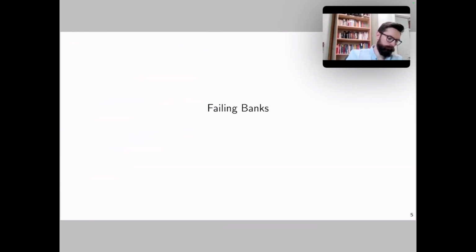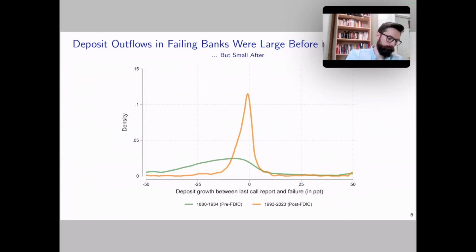So let me briefly tell you a few things about failing banks. What I'm plotting here is the deposit growth of a failing bank between its last publicly available balance sheet before it fails and the amount of deposits it has in failure. And I'm doing that for two samples. I'm doing that for a pre-FDIC failure sample, for which I have data from 1880 to 1934, and then a post-FDIC data set that's from 1993 to 2023, okay?